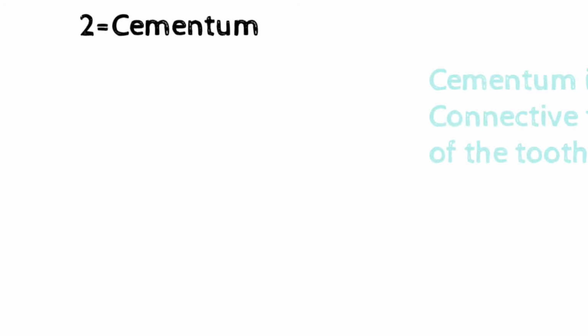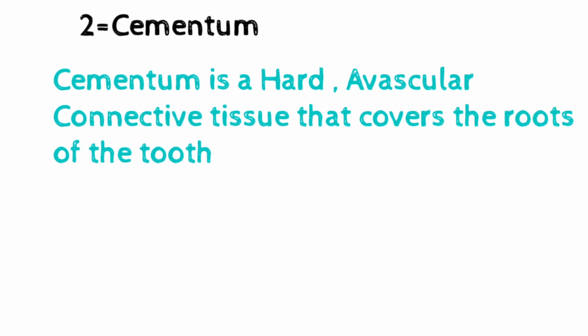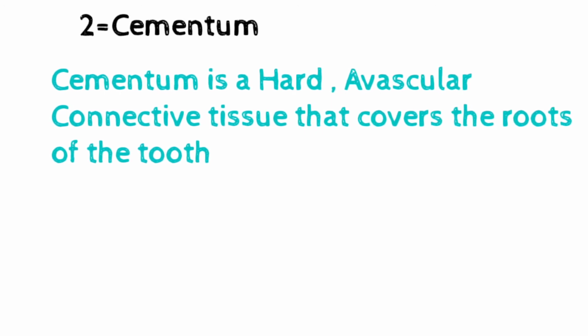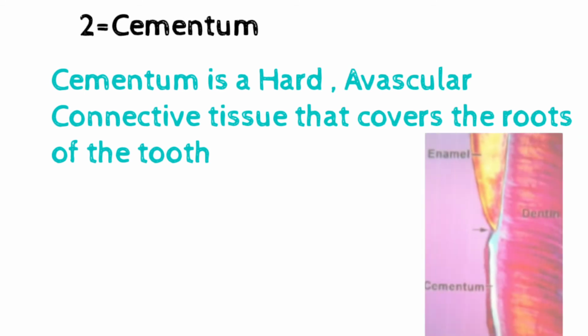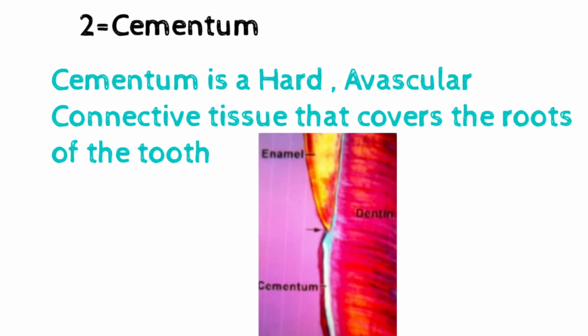Now come to the second part, cementum. How do we define cementum? Cementum is a hard avascular connective tissue that covers the roots of the tooth. Now look at this diagram. The red is the dentine, and above it the yellow enamel covers the dentine, and below the white cementum covers the dentine, mean covers the root dentine.